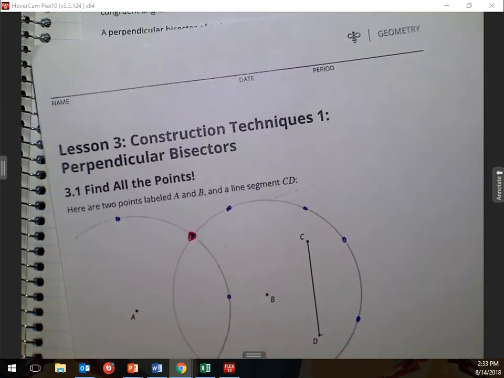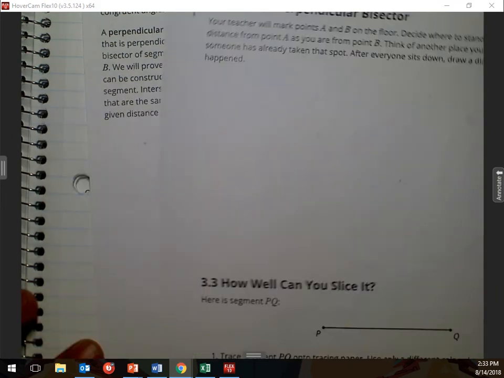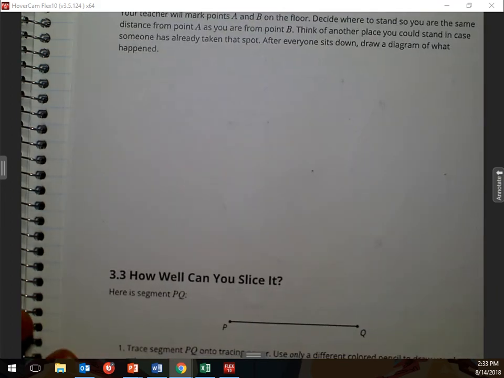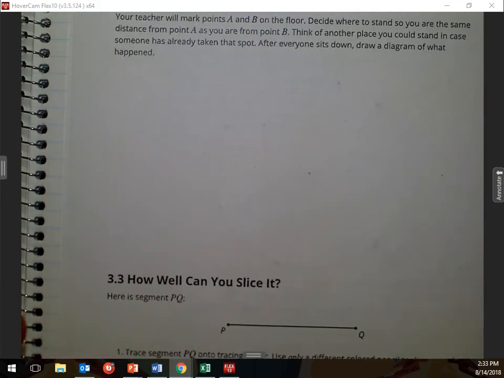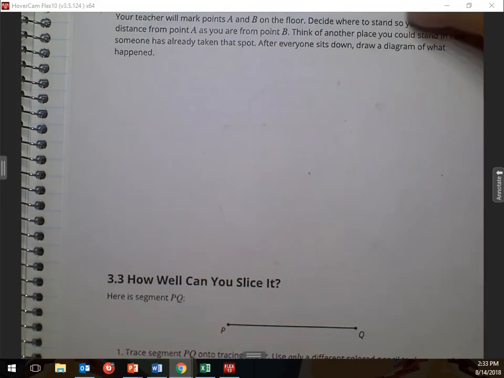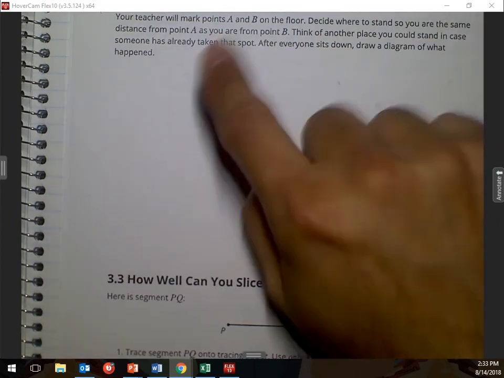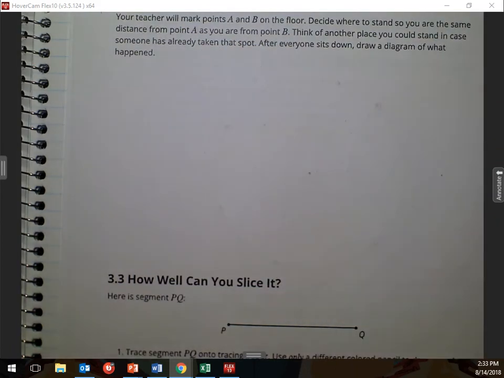Okay, so now that's going to leave us to 3.2. We're going to have to get up and do this here in a second, so I'm going to read the instructions because I'm recording this right now. All right, your teacher will mark points A and B on the floor. Decide where to stand so you are the same distance from point A as you are from point B. Think of another place you could stand in case someone else has already taken that spot. After everyone sits down, draw a diagram of what happened.